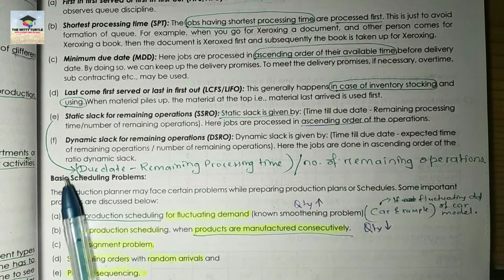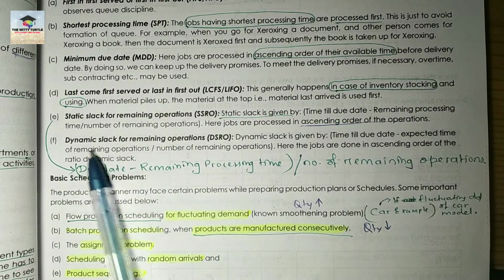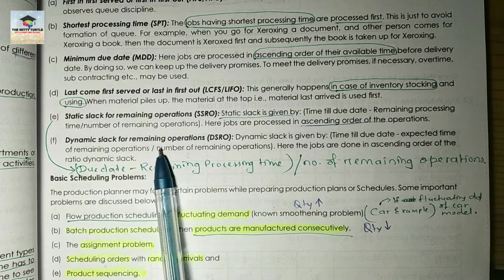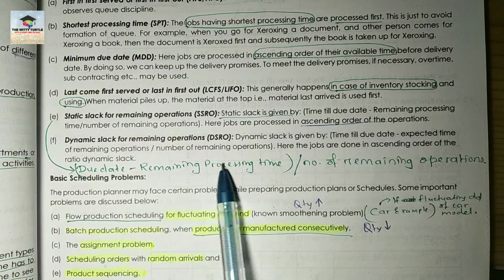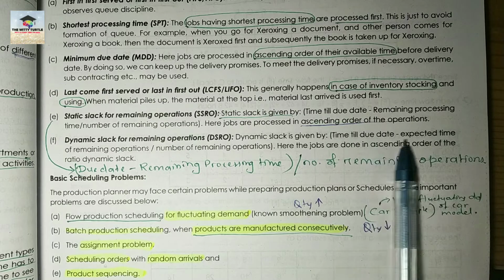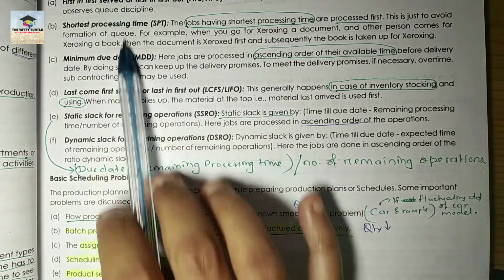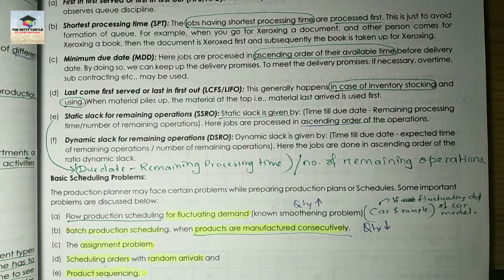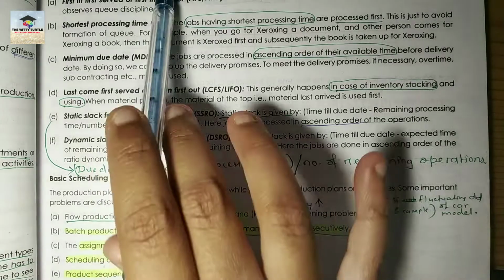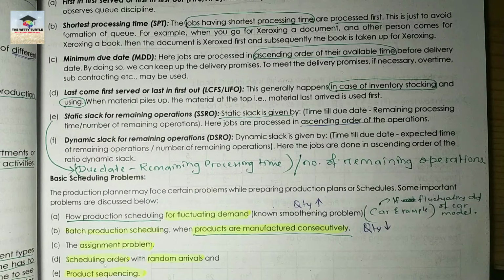Now the sixth point is DSRO, that is your dynamic slack for remaining operations, right? What is dynamic slack? Time till due date minus expected time of remaining operations. Expected time means you are estimating the time, divided by the number of remaining operations, right? Okay. So this has no such implication in the question we have been given, but yes, just read this once so that even if it comes in the exam, then you will be able to write this question as a theory question.